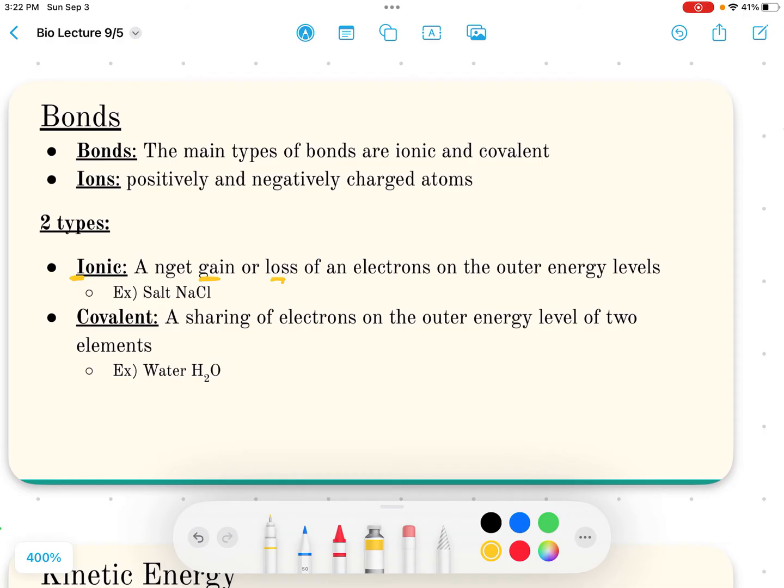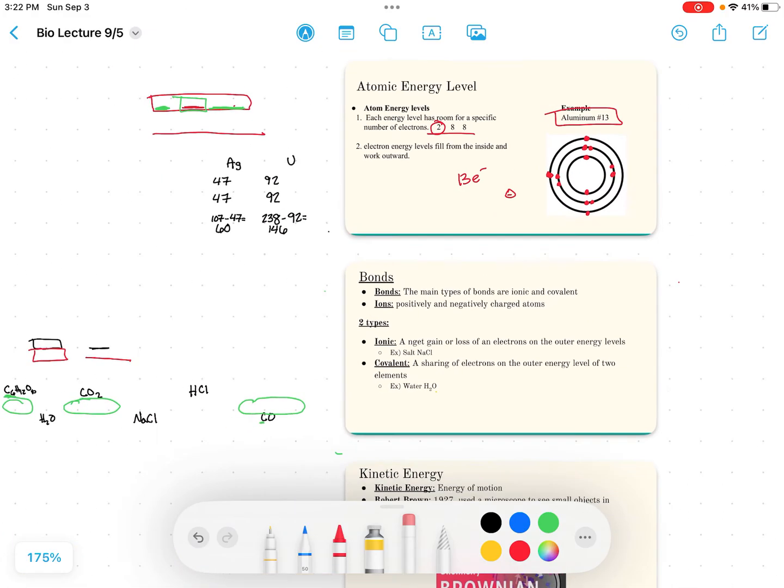Covalent, this prefix co, we generally hear of together, like a co-ed soccer team, meaning there are both boys and girls. Together. So covalent means together they're going to share these electrons, and the electrons will move freely between the two elements. So let me show you an example of what that would look like.